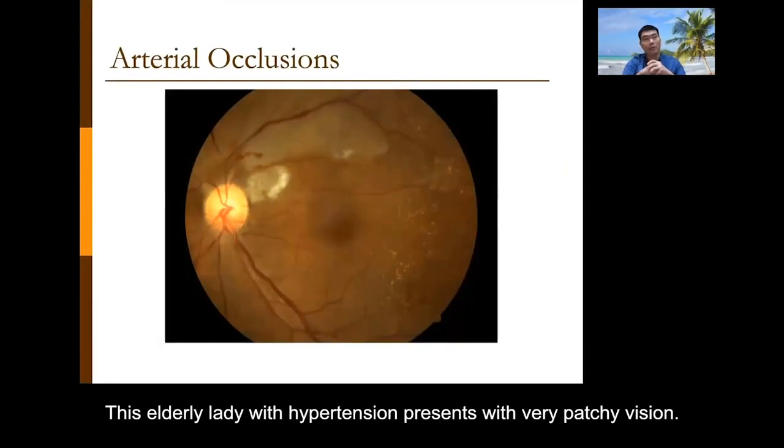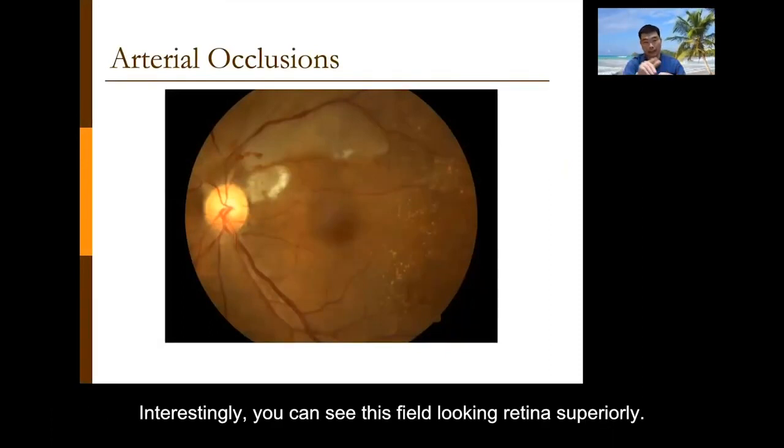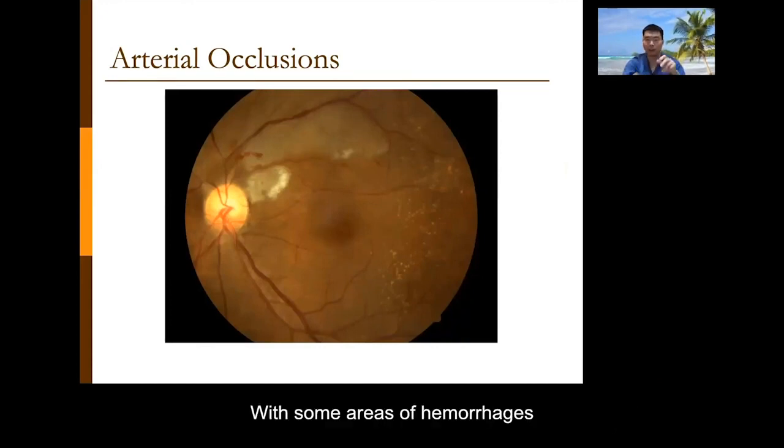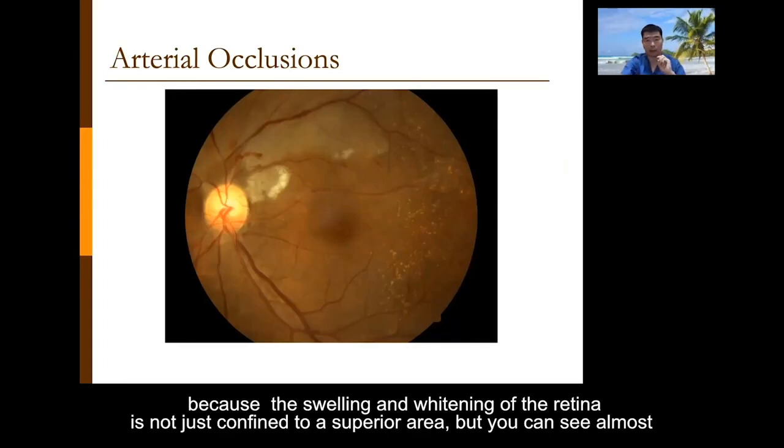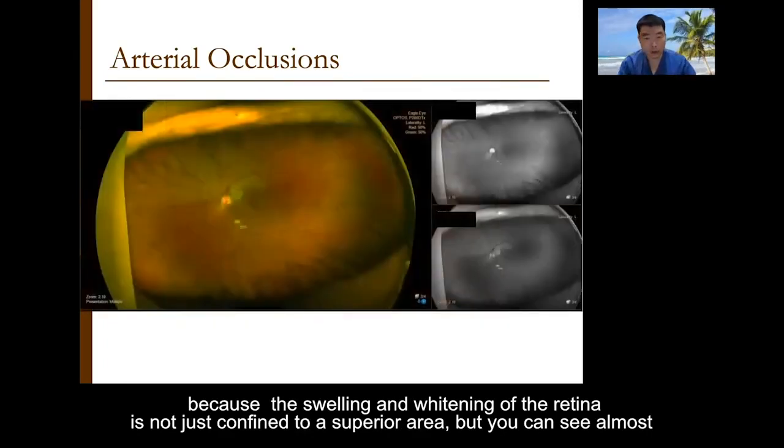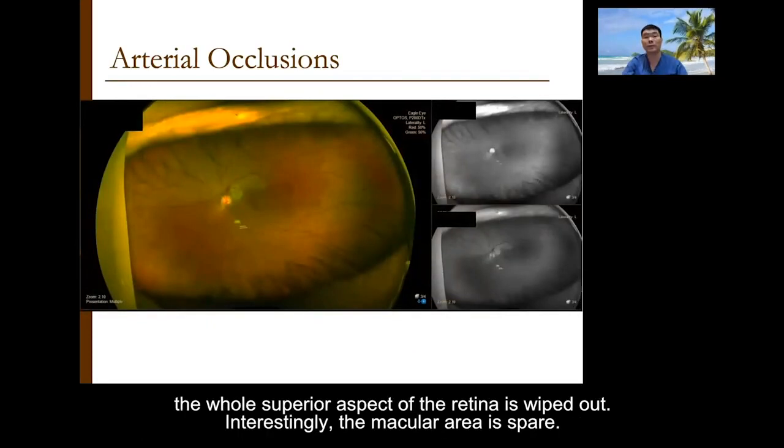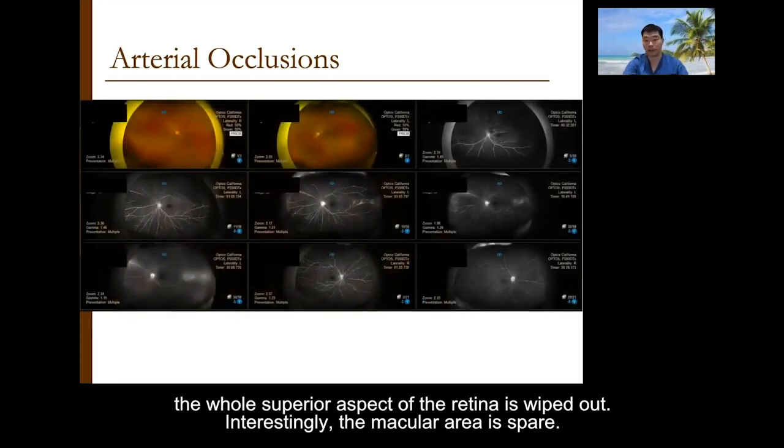This elderly lady with hypertension presents with vague patchy vision. Interestingly, you can see there's pale-looking retina superiorly, with some areas of hemorrhages. And it's because the swelling and the whitening of the retina is not just confined to the superior temporal area, but again, on this wide field, you can see almost the whole superior aspect of the retina is wiped out and edematous. Interestingly, the fovea, the macular area, is relatively spared.